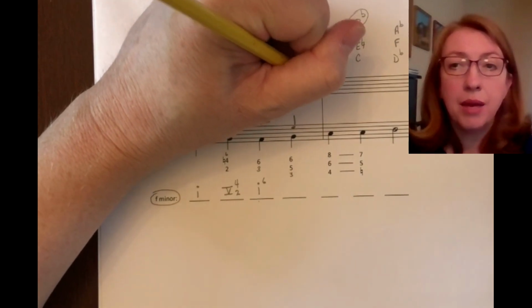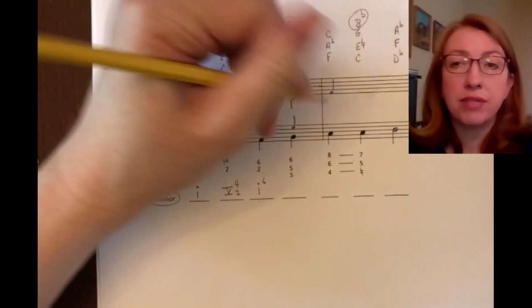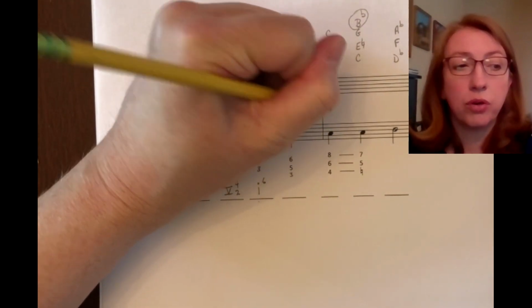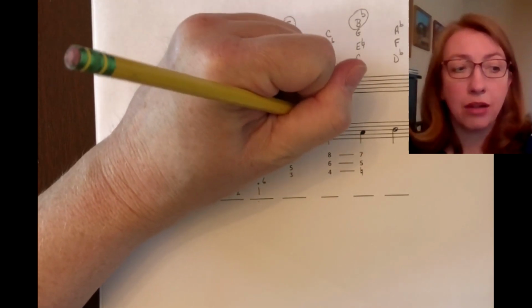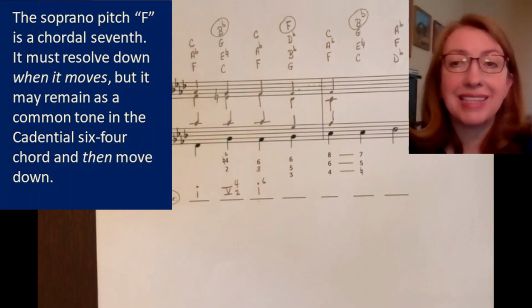Moving into the next chord, I know I have to double the bass in a cadential 6/4 chord. I'll move my alto to C. I'm going to maintain the soprano, which was on a chordal 7th, keeping it on pitch F, and step my tenor up to A flat.